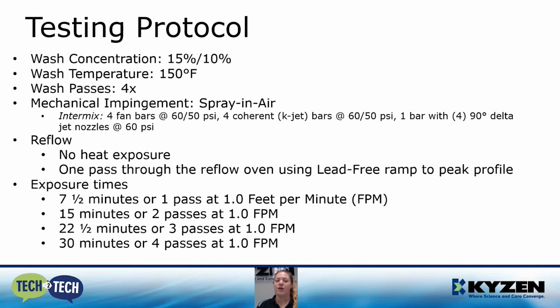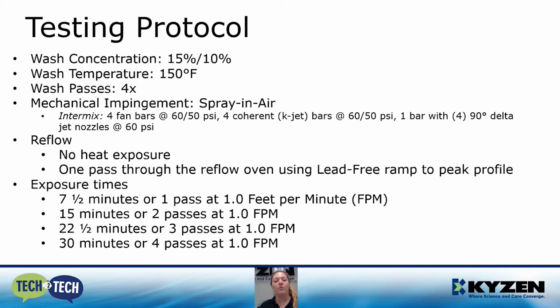All of our testing is run at 150 degrees, and then it goes through 4 wash passes through the inline. We have our inline set up spray bar wise with our intermix. So this is a combination of fan bars and coherent bars. And what that does is it simulates a harsher environment as far as a flooding action from the fans and a really higher pressure from the coherents going through those.